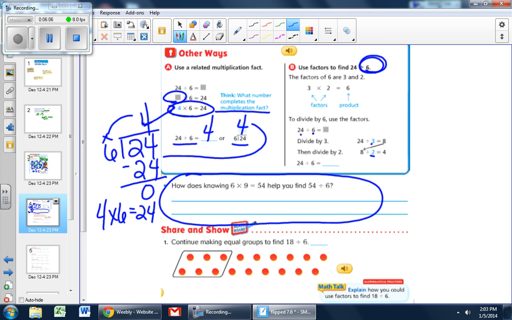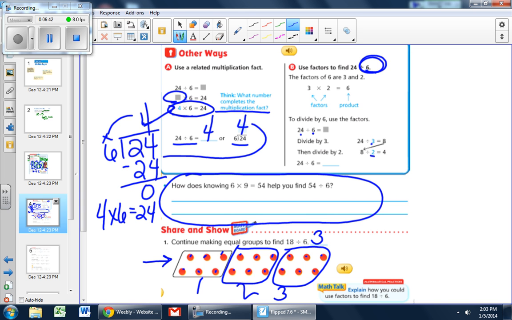Okay, looking at the bottom of the page, and I only took a picture of part of it because a lot of this continues to review from lessons before. On the share and show, continue making groups to find 18 divided by 6. So they counted out or drew out 18 of these, and then they're making groups of 6. So 1, 2, 3, 4, 5, 6, which is exactly what we did on the page before. 1, 2, 3, 4, 5, 6, and then count your groups. So 18 divided by 6 equals 3.